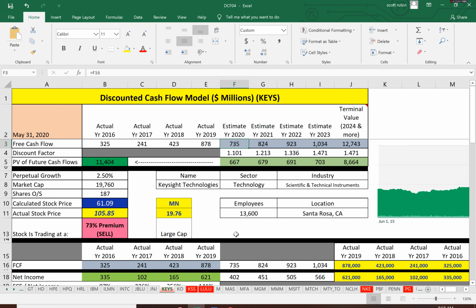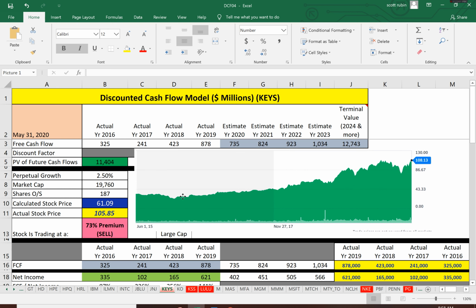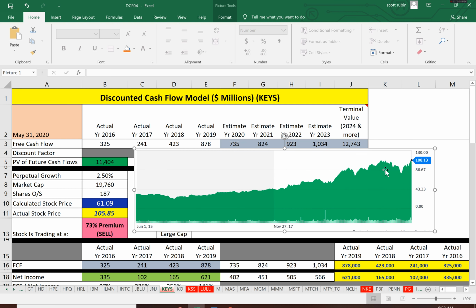So we calculated future cash flows for 4 years and then did a terminal value for all years after year 4. We discounted those numbers back to today, and we get a value of $11.4 billion. And when you divide that by 187 million shares, you get a stock price of $61, even though it's trading at 106. So we consider this a sell. It's trading at a 73% premium. And it looks like maybe a year ago it was trading in the 60s. But now it's been trading at a premium.